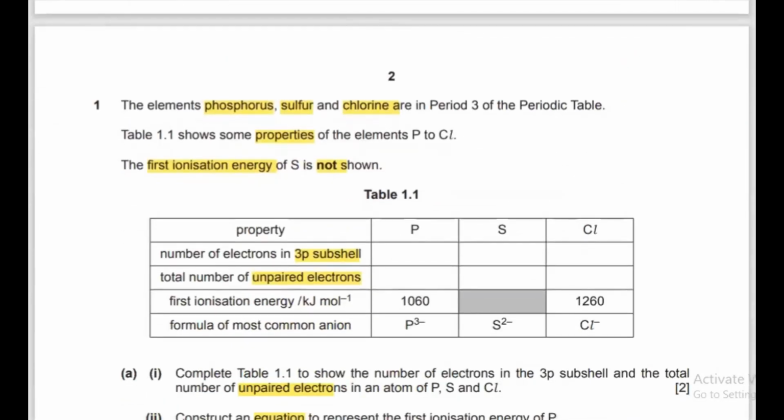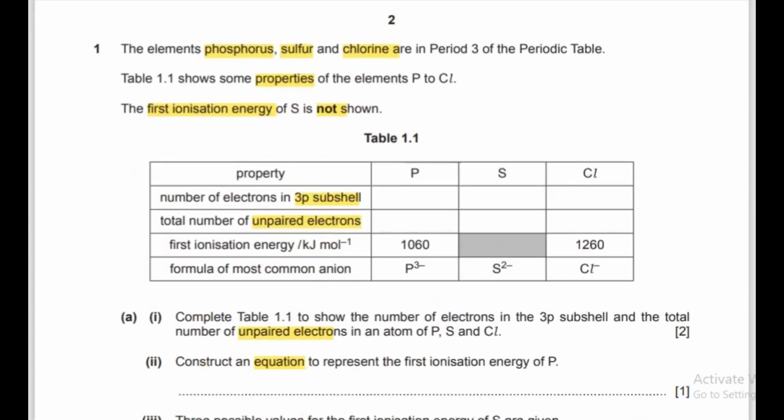Question number 1 says the elements phosphorus, sulfur and chlorine are in period 3 of the periodic table. Table 1.1 shows some properties of the elements phosphorus to chlorine. The first ionization energy of sulfur is not shown. So this is the table which contains some information about phosphorus, sulfur and chlorine. The first question is the number of electrons in the 3p subshell.